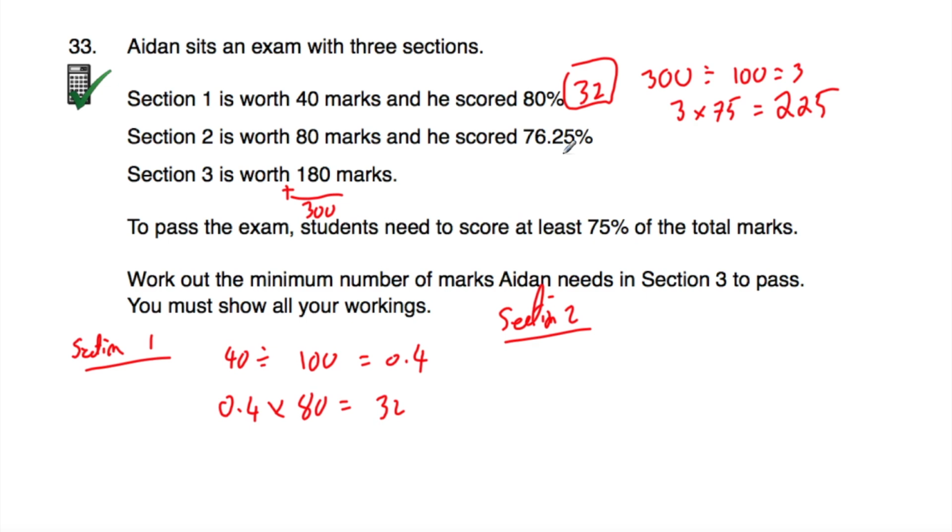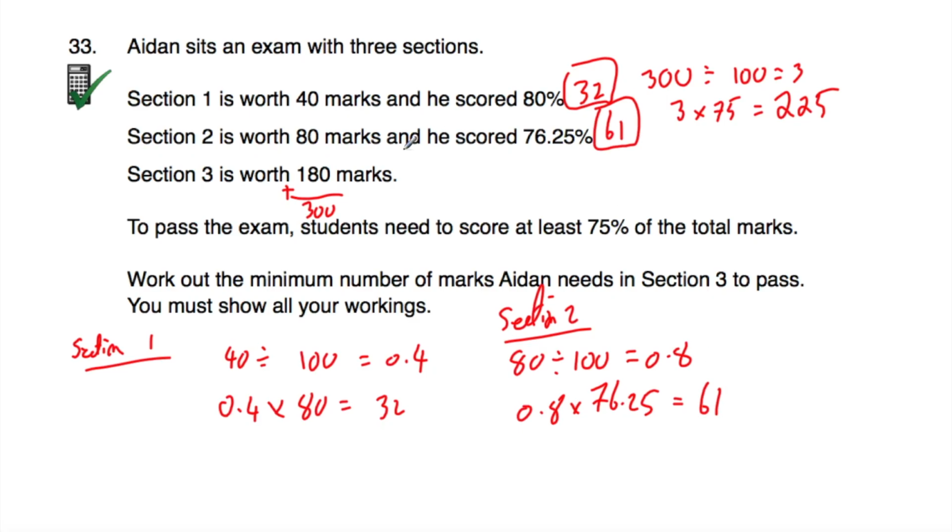In section 2, Aidan scored 76.25% of 80 marks. So we need to work out 76.25% of 80. So let's take the 80, divide it by 100 to find 1%, which is 0.8, and then we'll do 0.8 multiplied by 76.25, and we'll see what he scored in that section. So 0.8 multiplied by 76.25 is equal to 61. So he obtained 61 marks in section 2. So now we can add together and see how many marks he's got altogether. So 32 plus 61 is equal to 93.